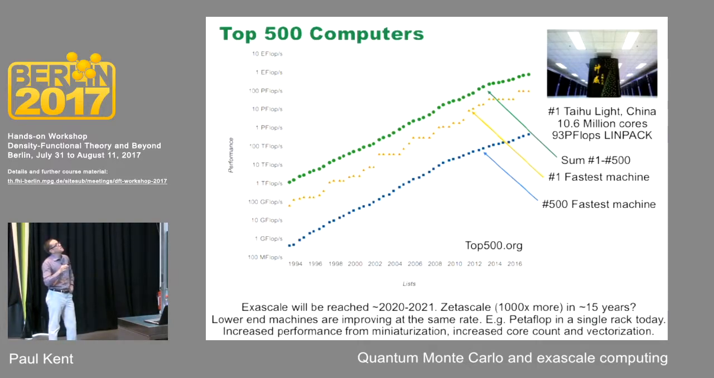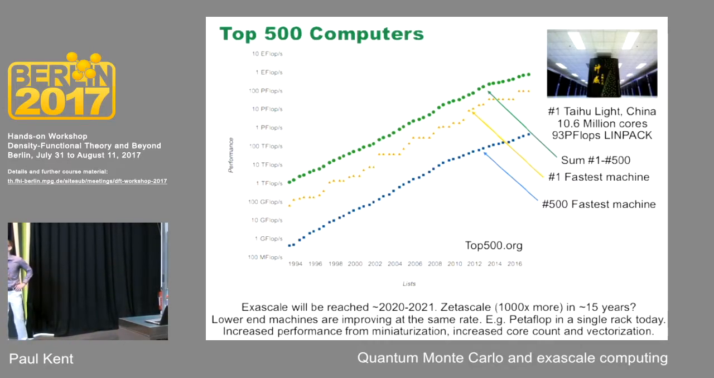These yellow points are the number one fastest machines. The current fastest machine is Taihu Light in China, and it's got 10 million processor cores. So to use this machine, you need a lot of parallelization. The same goes for all the other machines as well, I should point out.